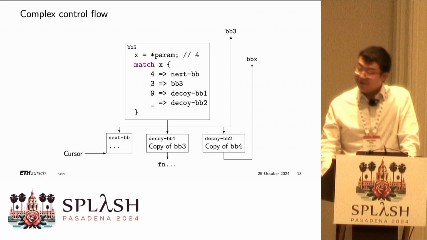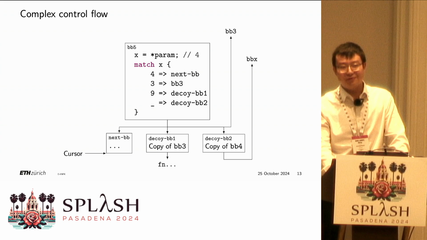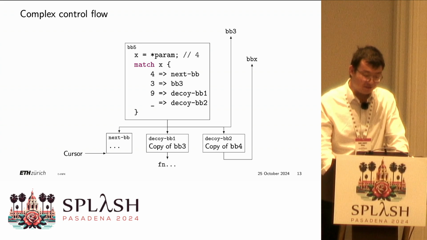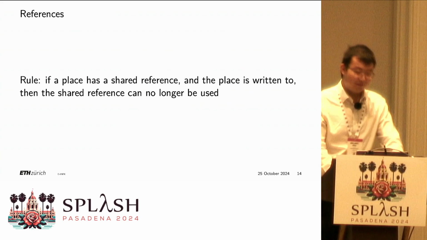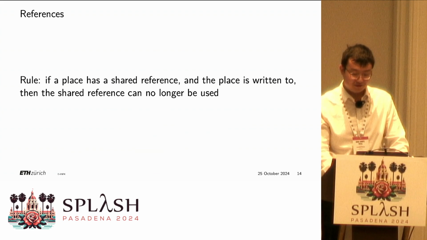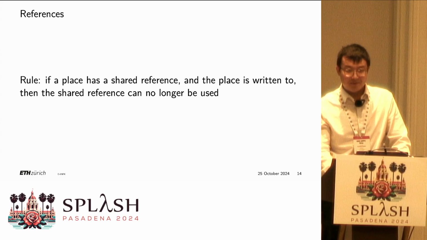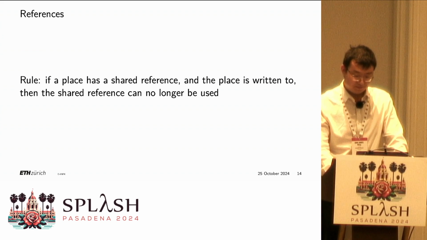In all of the examples I've shown you so far, there have been references and pointers. And some of you may know that Rust has an extensive set of aliasing rules governing these. Violating any of them would be UB. For example, one of the rules says that if a place has been referenced by a shared reference and you've written to it by whatever means, then the lifetime of that reference has to end. If you use it again, that is UB.